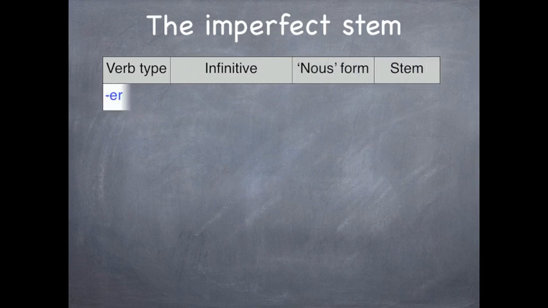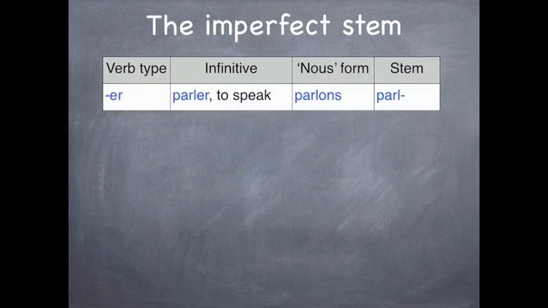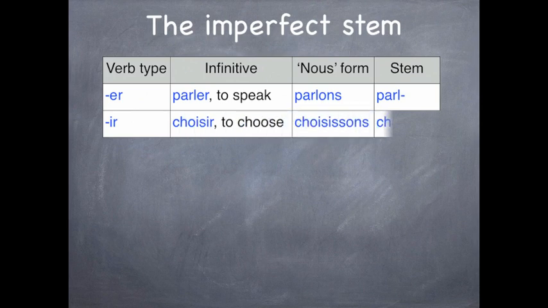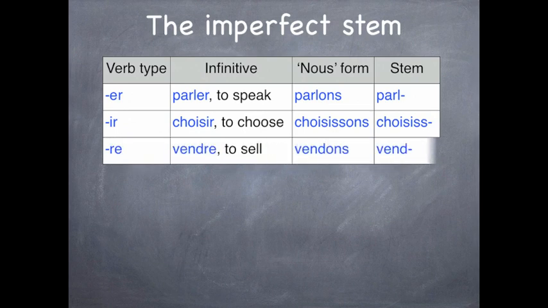So, as you've just seen, for ER verbs like parler, to speak, it's nous parlons, so the stem is P-A-R-L. For IR verbs like choisir, to choose, it's nous choisissons, giving the stem choisis. For RE verbs like vendre, to sell, it's nous vendons, giving the stem VEND.